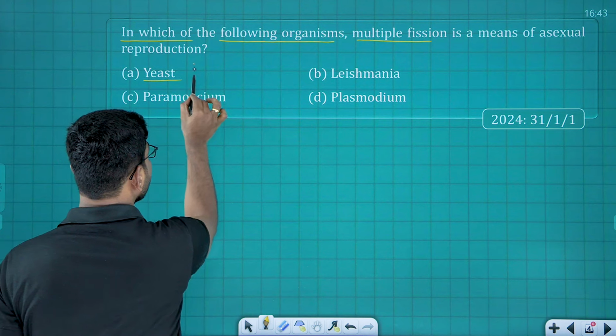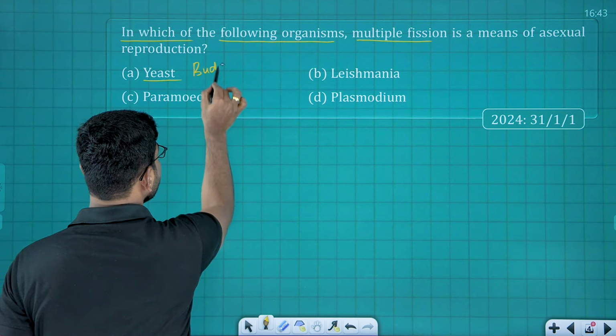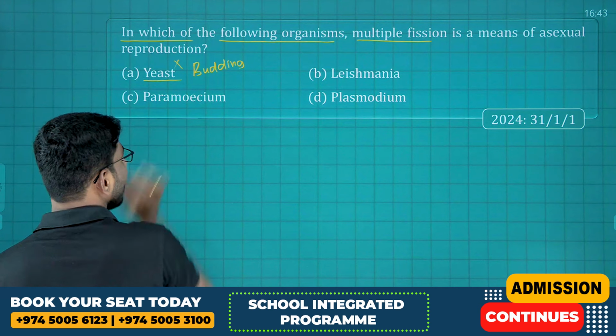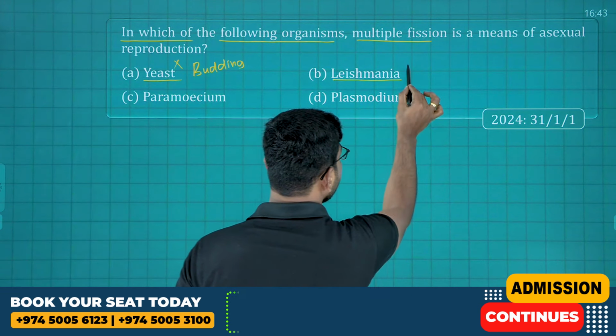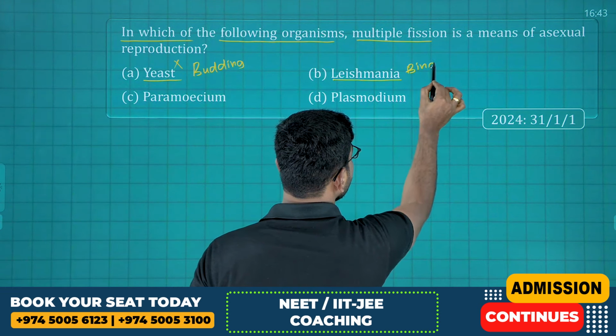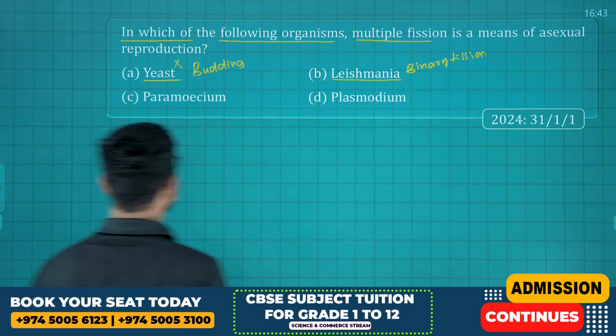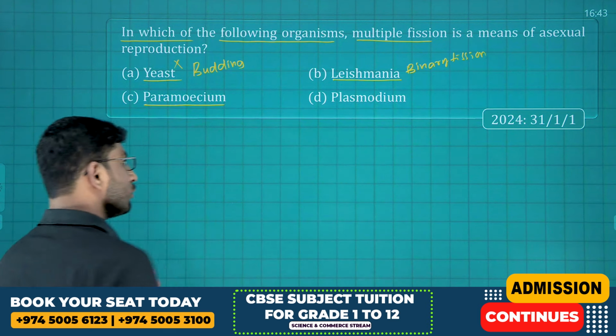Yeast will show what? Tell me, budding, right? Yeast is showing budding. It is a fungus, so this is not the correct answer. Leishmania, binary fission. Yes, binary fission. I can write, this is a protozoan, right? Next, Paramecium, also binary fission.